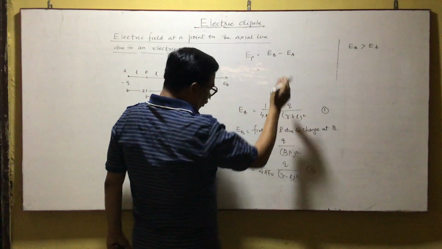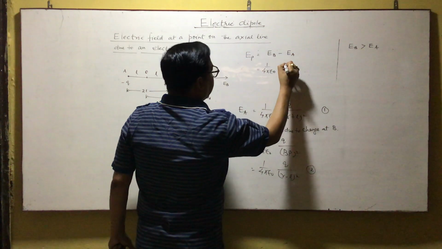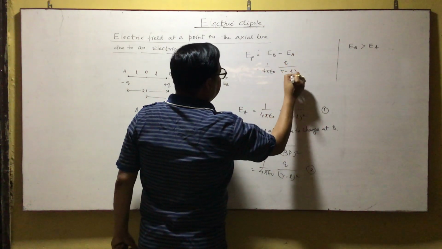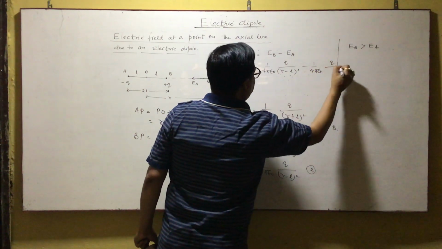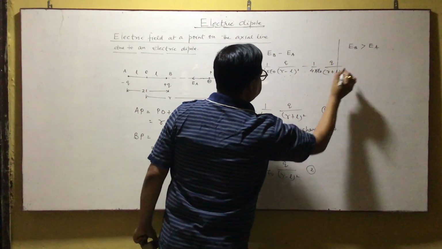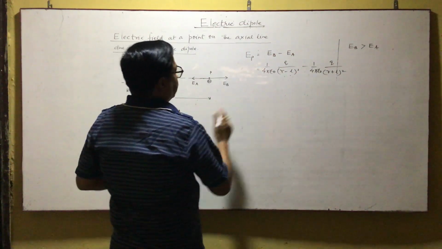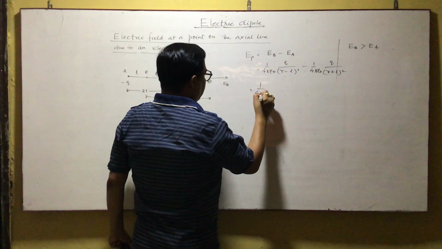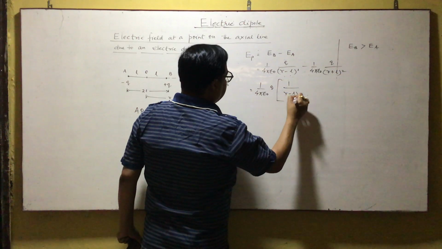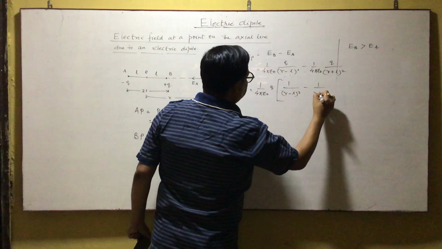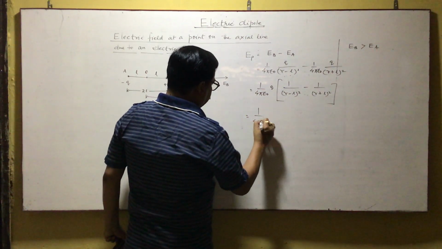So substituting the value of EB, 1 by 4 pi epsilon naught Q upon (R minus L) square, minus 1 by 4 pi epsilon naught Q upon (R plus L) whole square. Now simply solve. So we can take this 1 by 4 pi epsilon naught common. Then Q under bracket: 1 by (R minus L) square minus 1 by (R plus L) square. And by solving we can get the result.